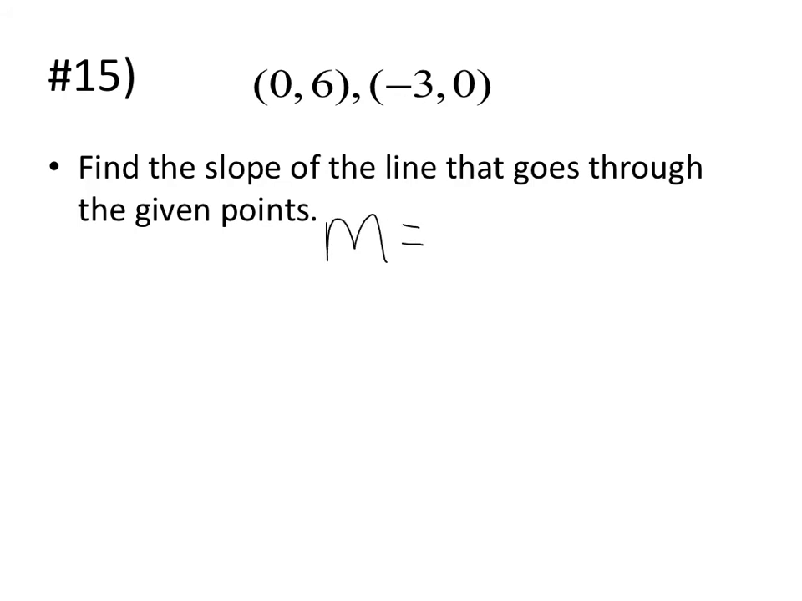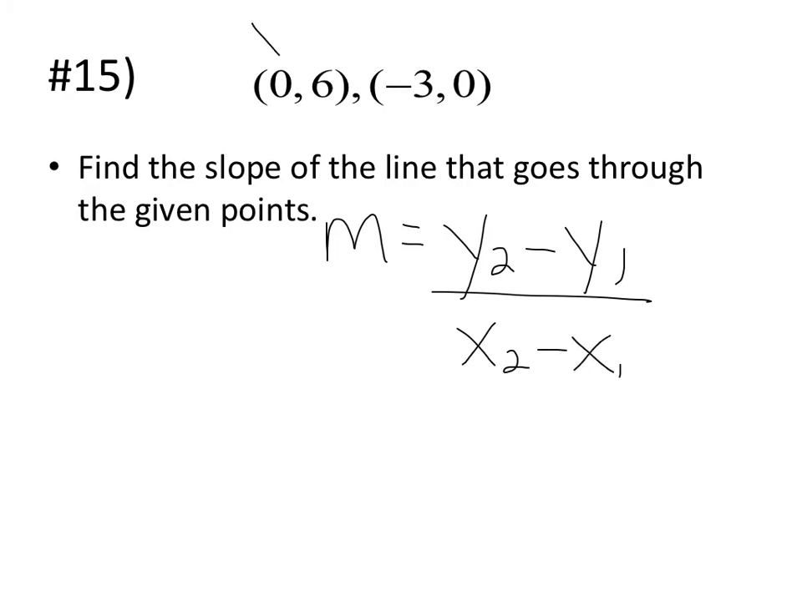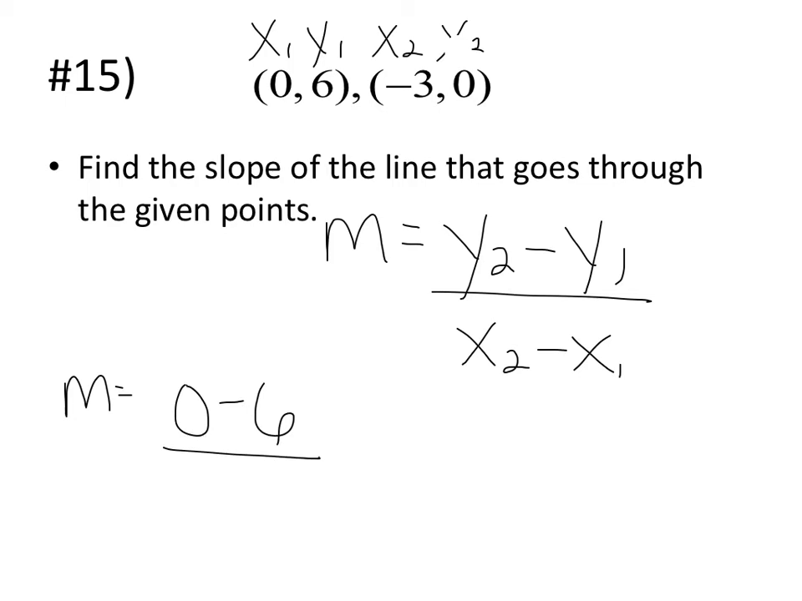Okay, M is equal to y2 minus y1 over x2 minus x1, x1, y1, x2, y2. Okay, so you have M is equal to 0 minus 6 over negative 3 minus 0. So you have negative 6 over negative 3, which is equal to positive 2.